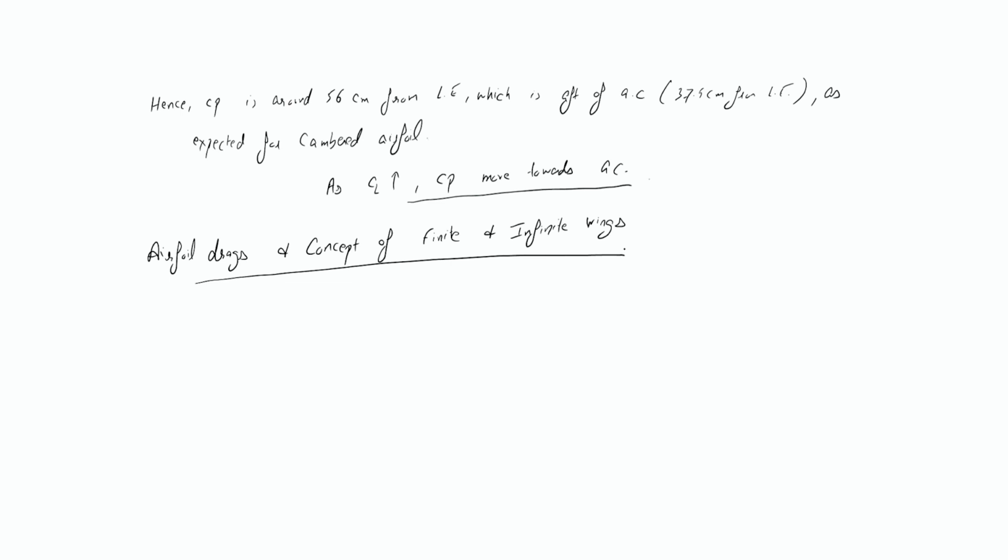Due to the presence of friction, there exist two sources of drag. Let me write out the first one. The first one is the skin friction drag, due to the shear stress at the wall.